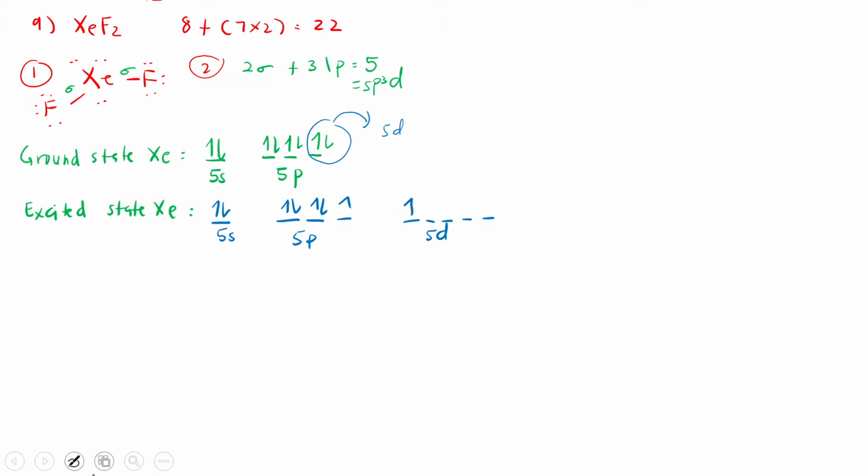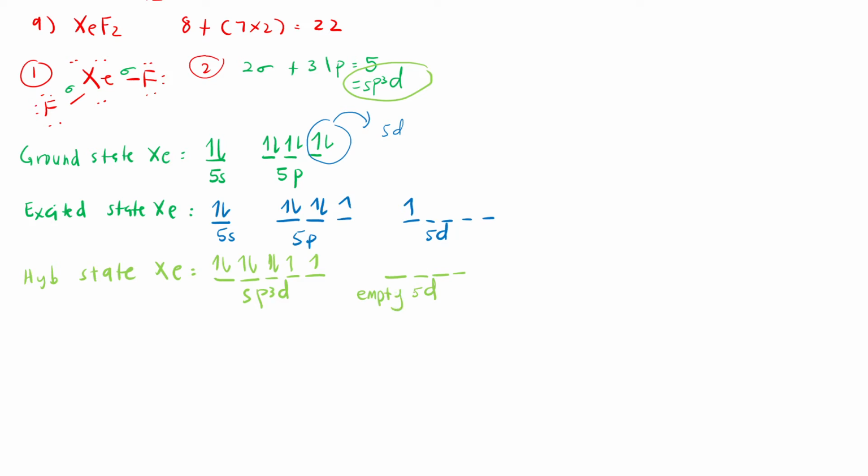Okay, sambung. Excited state, hybridized state. So tadi kita dah mention dia ialah sp3d. So mix 1s with 3p, 1d. So sp3d. So yang tinggal empty 5d orbital. So untuk drawing, okay, so dia ialah sp3d.